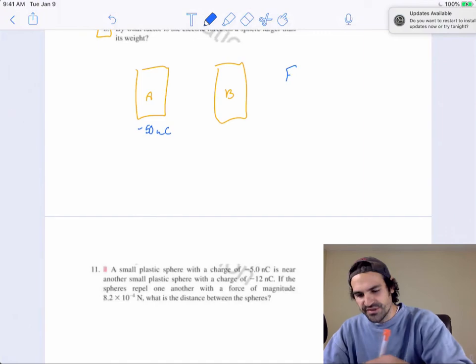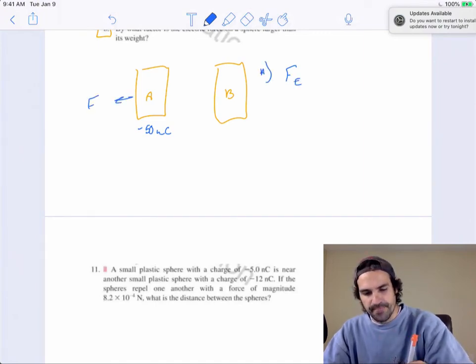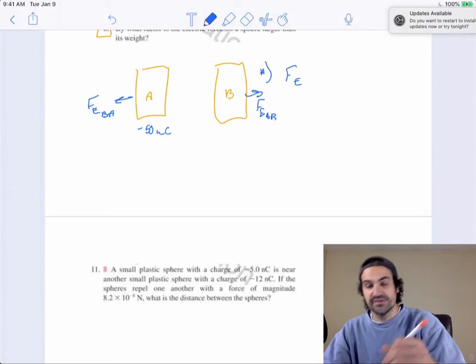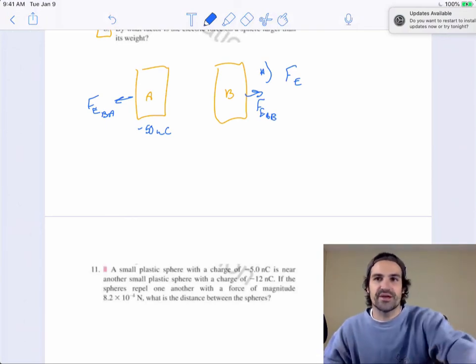So then we're going to plug it into that same equation. The electric force of B on A is equal to the electric force of A on B, of course, because every action has an equal and opposite reaction force.